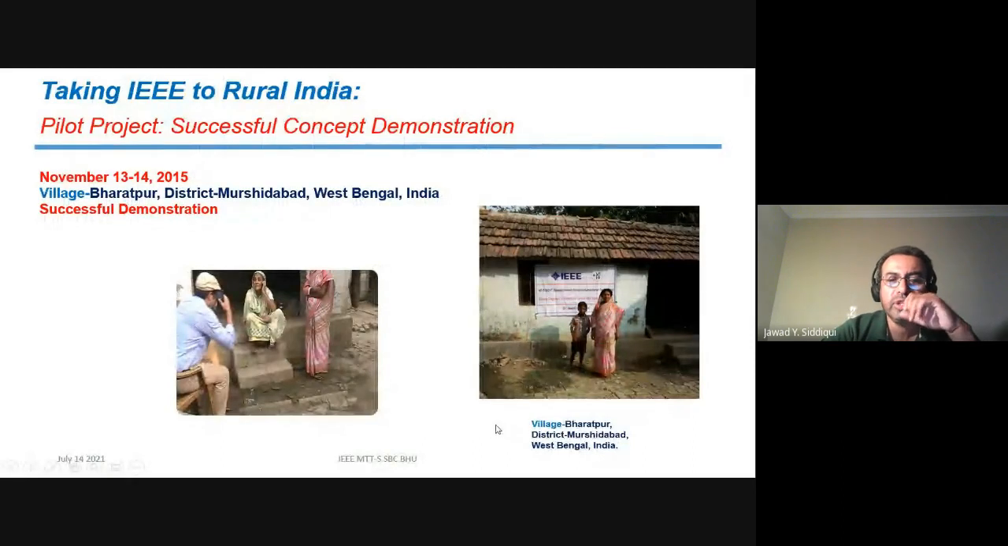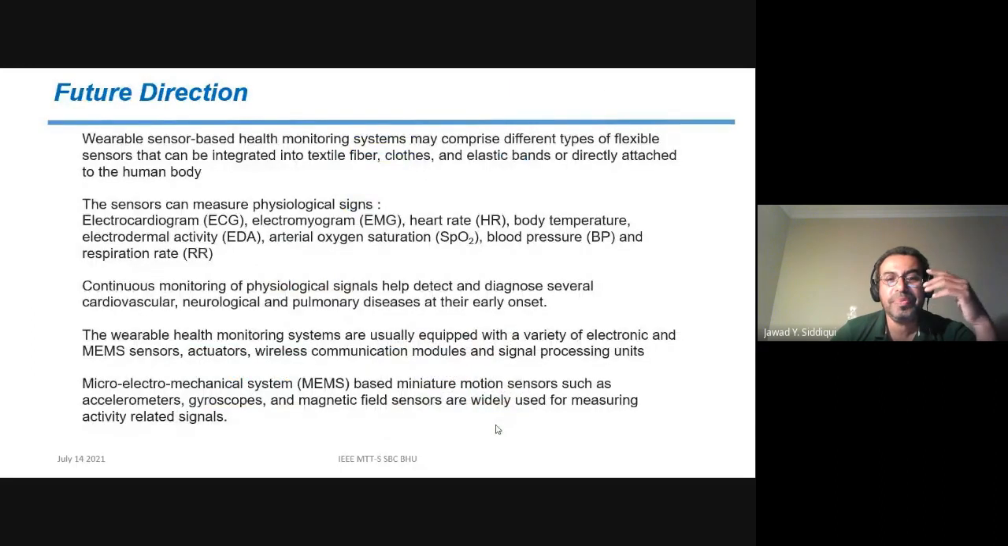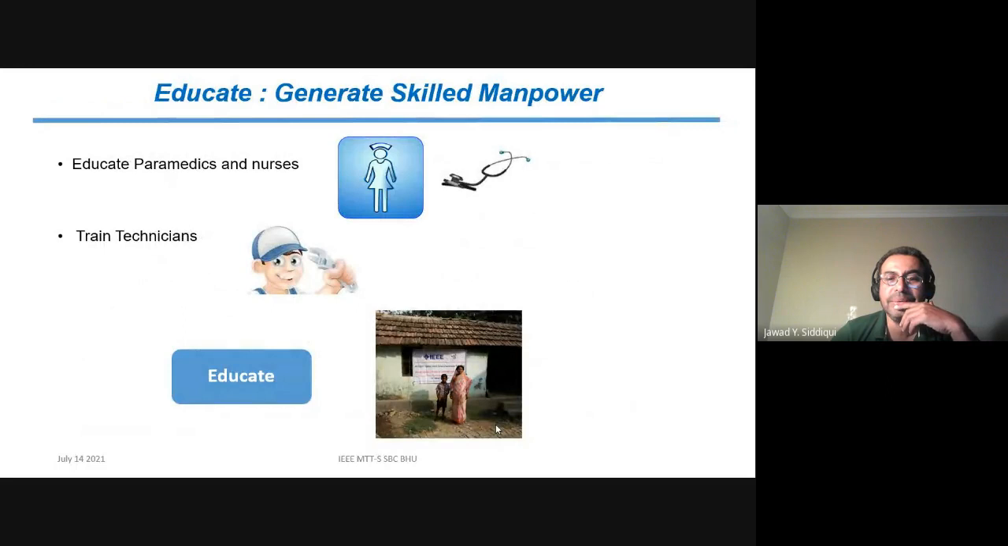So that's a demonstration of what I did in the village. I used a diagnostic tool and the existing internet system to connect to a doctor in the city. That was a cardiologist in the city, who is my brother, and that's how we coordinated. And then what we planned is to generate skilled manpower, educate paramedics and nurses, and have this kind of system in the village.